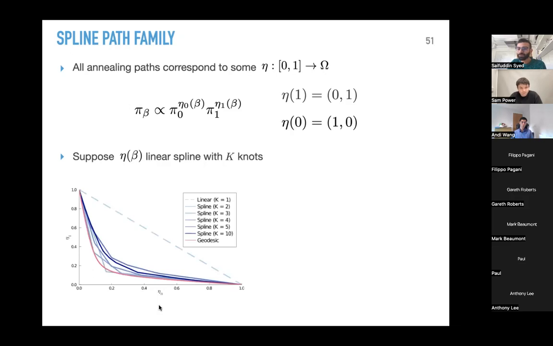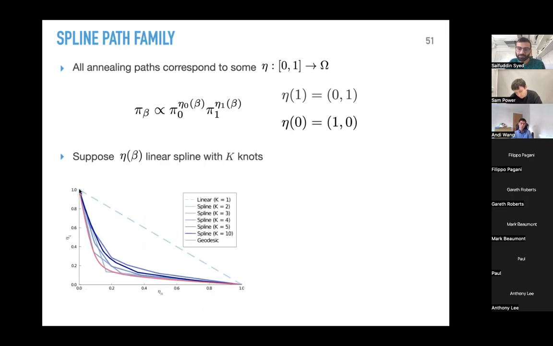And so the optimization now becomes, how do you optimize over the knots of these splines? And it turns out that even by adding one knot to play around with, in this model, the x-axis corresponds to the reference, and the y-axis corresponds to the target. So at 0, 1, you have the target, and at 1, 0, you have the reference.